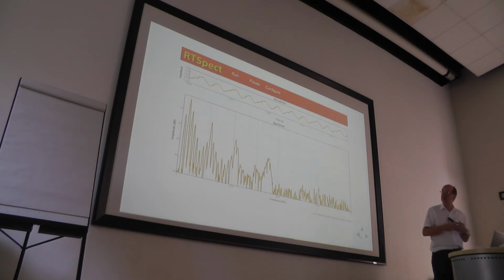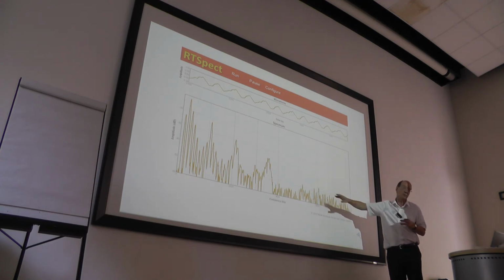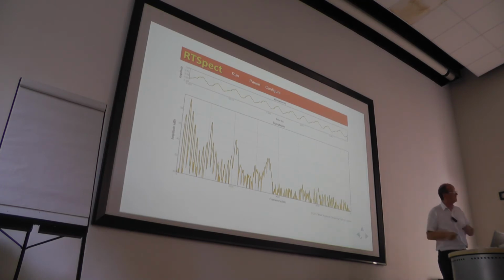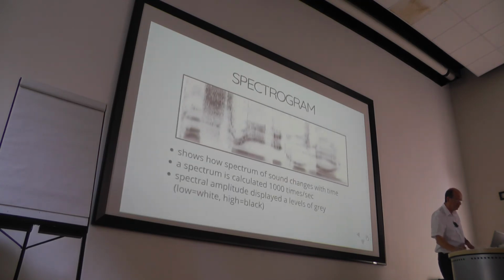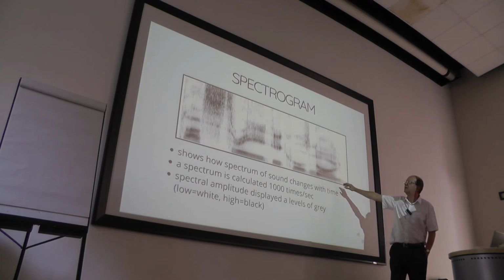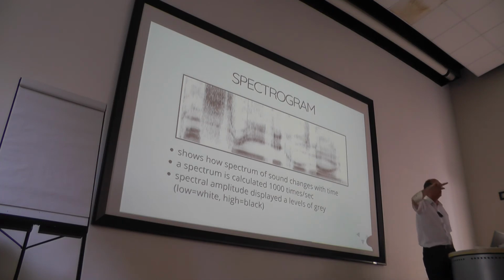So what we need is a spectrum, but we need a spectrum with a time dimension. We need a spectrum graph that shows us how the spectrum of the sound changes with time. That's exactly what a spectrogram is. So in the spectrogram, this horizontal axis now is time, and this vertical axis is now that frequency axis we saw in the spectrum. That's the frequencies of all the individual sound components in the sound.